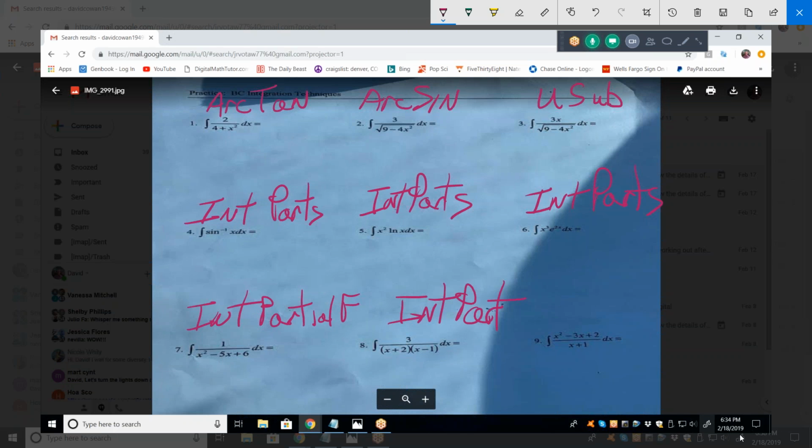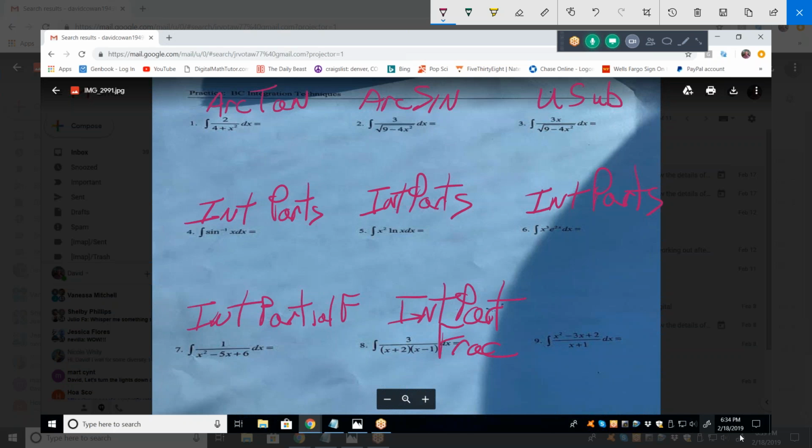And number 9, we have not talked about this one before. I had to think about this for a bit before I remembered how you do this. I think, would you be able to factor the numerator and then separate the fractions? Well, let's see. The numerator factors into x minus 1 times x minus 2. So you end up with nothing canceling.